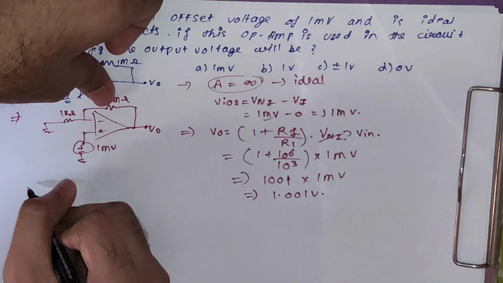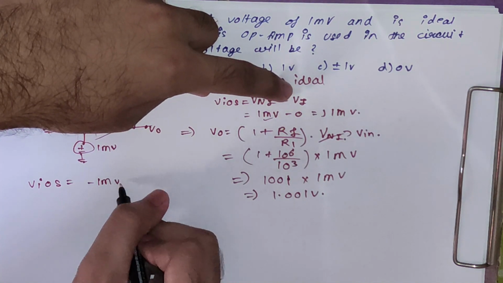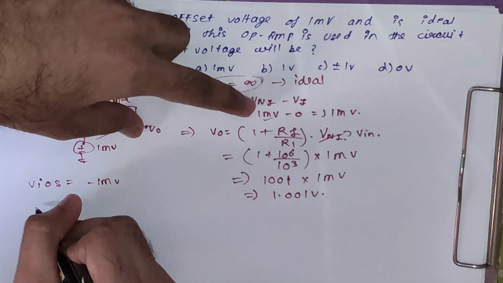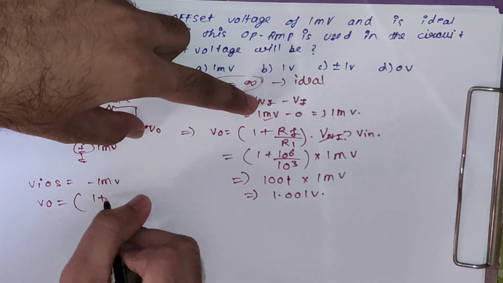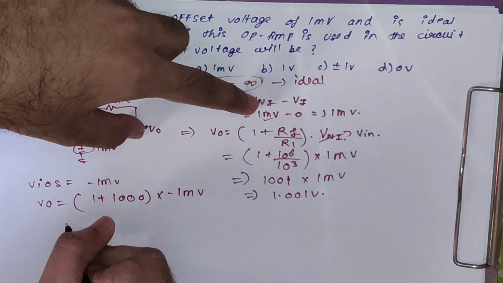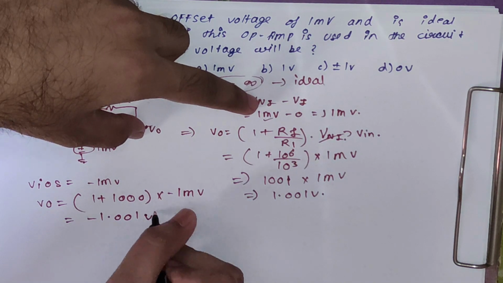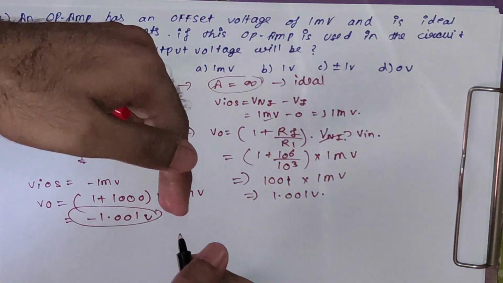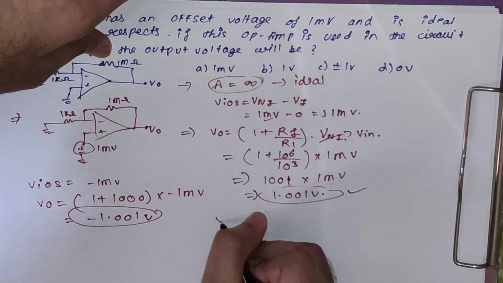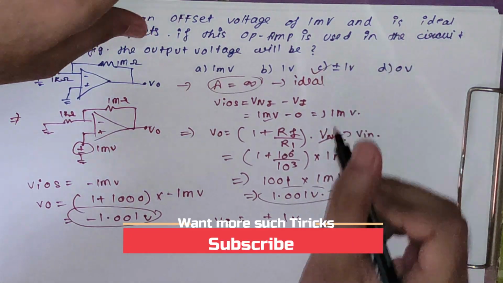Okay, but now if you consider this VIOS equals minus 1 millivolt, when this 1 millivolt is connected to Vi, so now at this time you will get output as 1 plus 1000 into minus 1 millivolt. So at this time you will get the output as 1.001 volt, but this time you are getting the output as negative 1 volt, and here you get output as positive 1 volt. Okay, so the output will be VO equals plus minus 1 volt. So from the options you can see the correct option will be C.